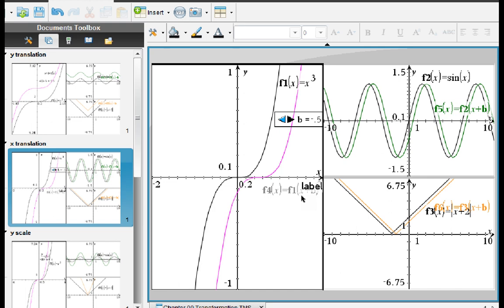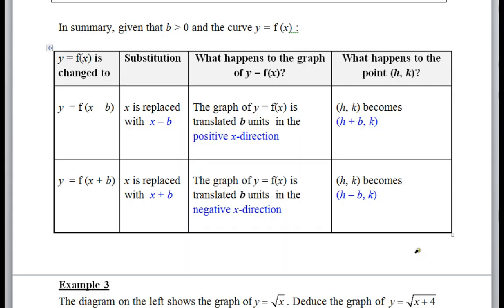Regardless of what the function is, it can be sine, it can be mod, it can be whatever. Do you follow? Yes? Okay, example 3.